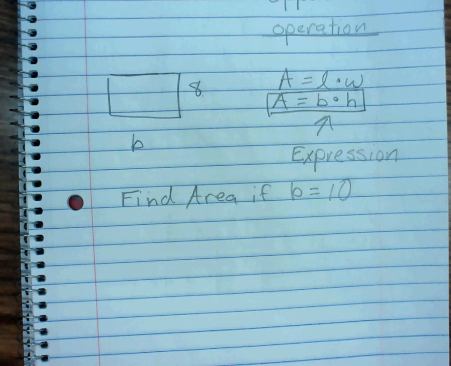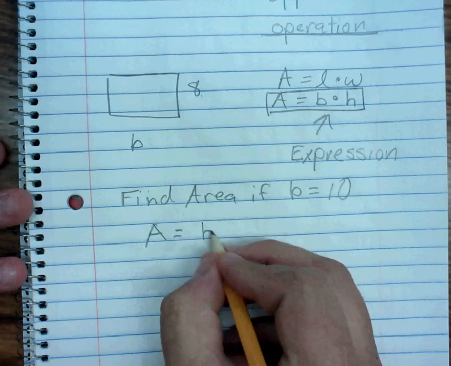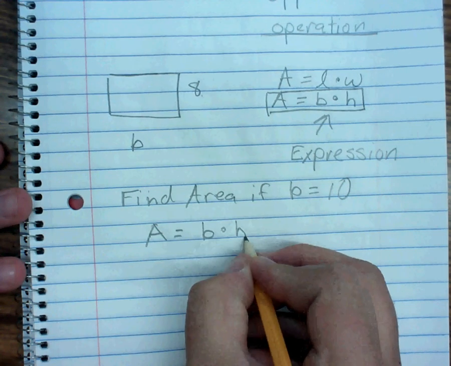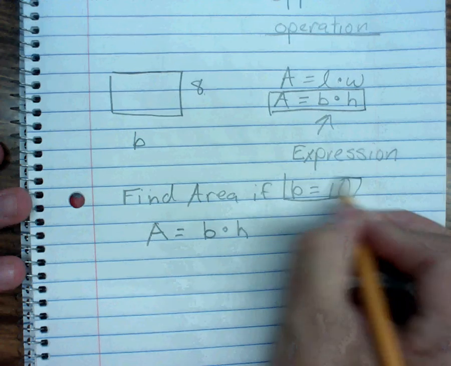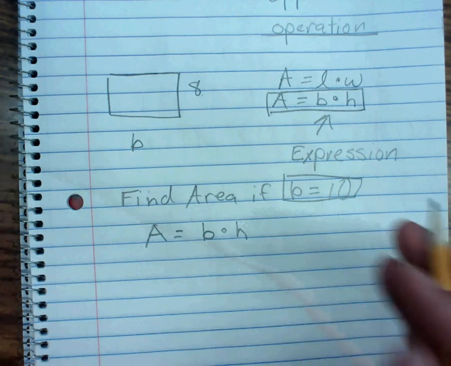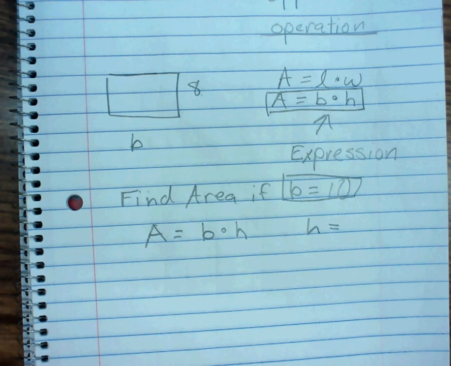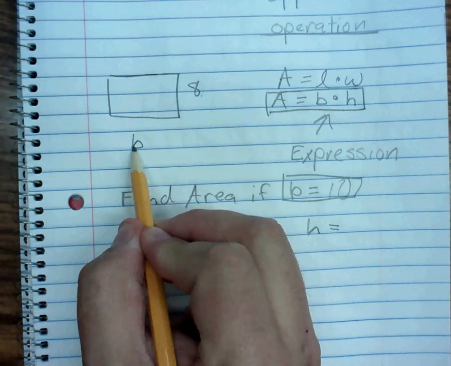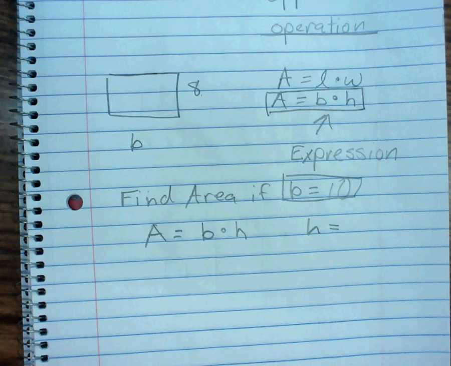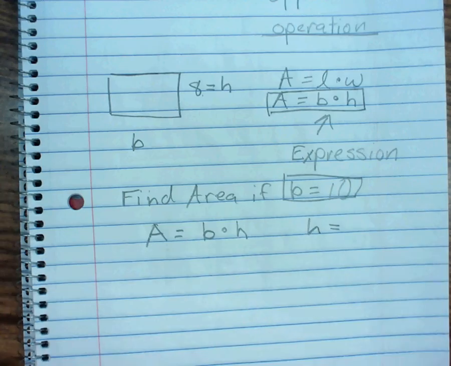Well, let's start with the expression, right? So the area is equal to b times h. We're told that b will be 10, right? What's h? If this is b, what value is h? 8. Yeah, this is h. Good. Okay. So then this is 8.